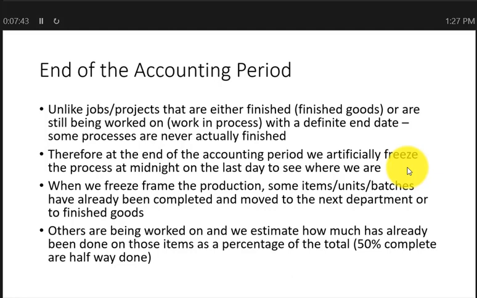Are we 50%? Are we halfway through the process? Are we halfway through mixing? Are we halfway through baking? Are we halfway through packaging? Whatever the process is. Or are we 60%? Are we 70%? We usually do it as a percentage of completion.